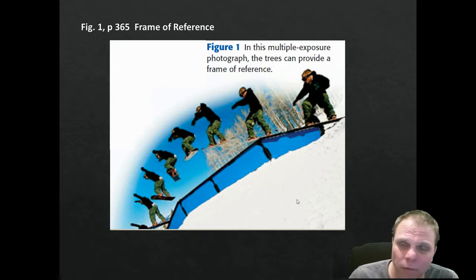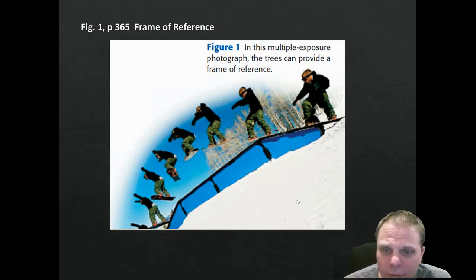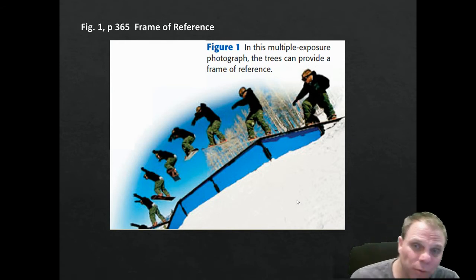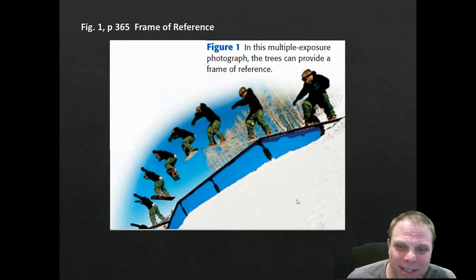Okay, so here's our frame of reference. If you'll notice, this snowboarder is going up onto the rail, going back down. So you can see that this person is changing their position. So they're moving. But how would we know that if we didn't have something to measure them against? Lots of things we could measure against here. One of them they're saying is the trees. The trees might be the frame of reference. We can see that his position is changing with regard to the trees, not the cheese.